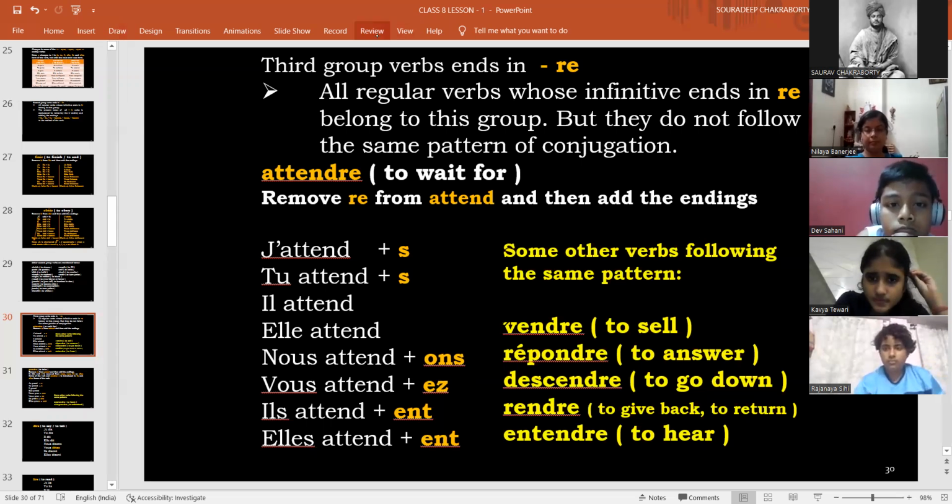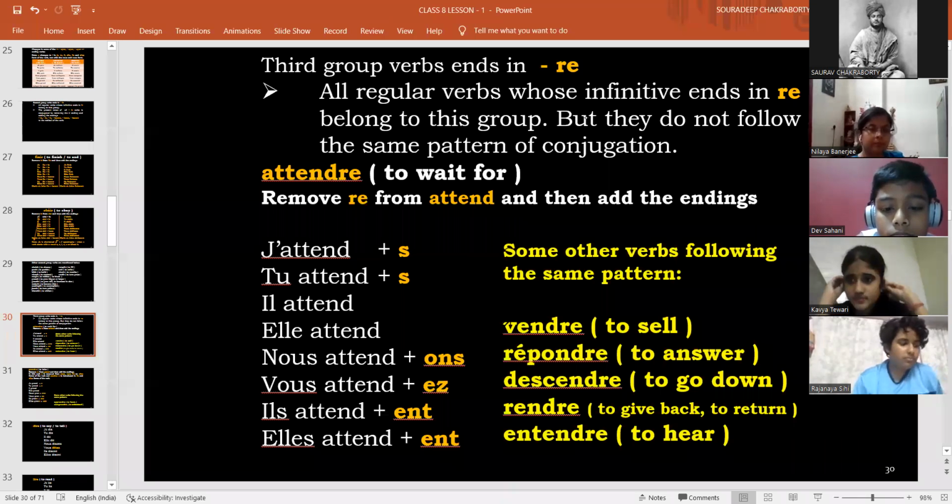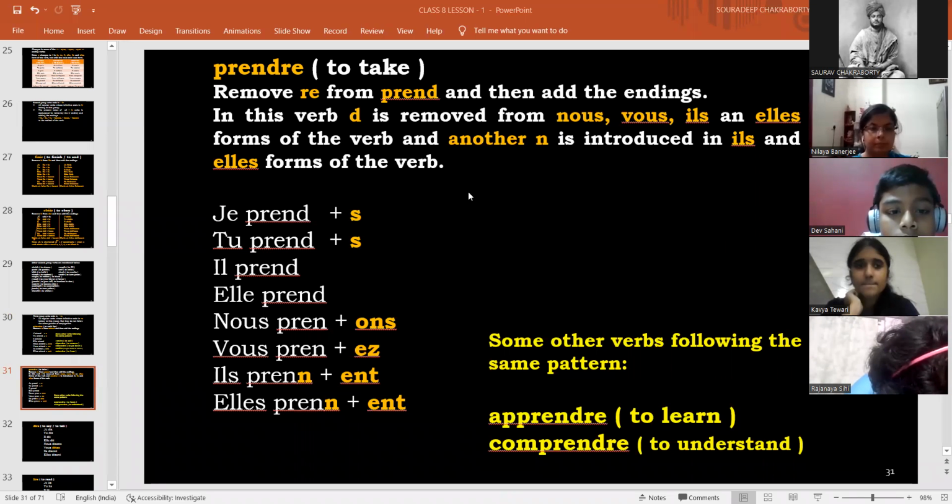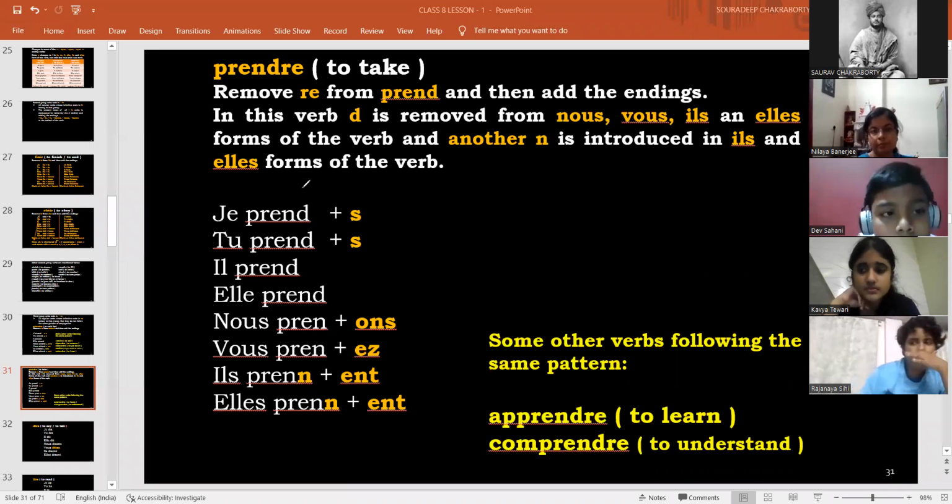Okay. So we are going to the next one now. Let's see the next one. Here is the next subgroup. The next subgroup is prendre. So here, what we are doing? Tell me. Here you can see the verb prendre. We are removing the, just a minute.